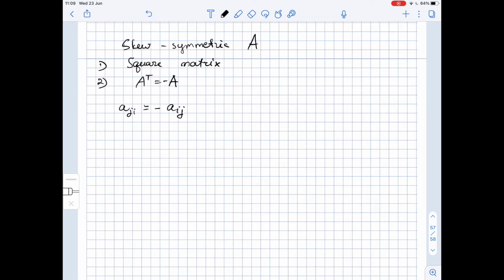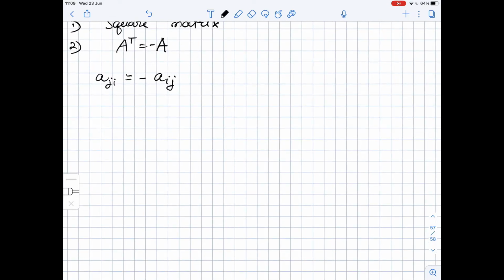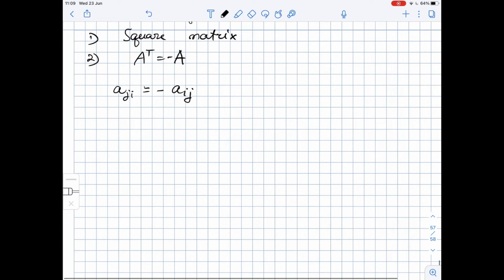And the diagonal elements of a skew-symmetric matrix are equal. So basically a_11 equals a_22 equals ... equals a_nn, and they all equal 0.